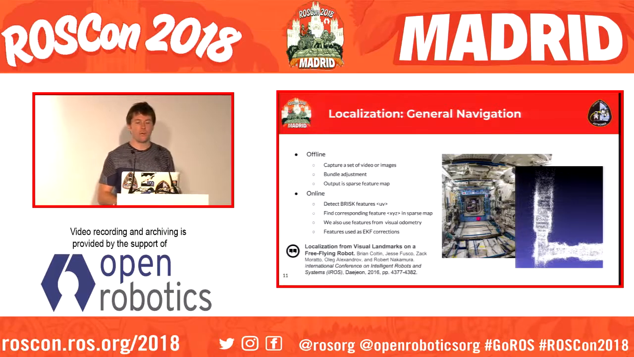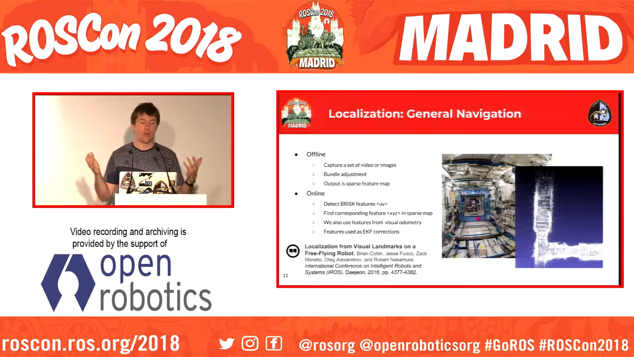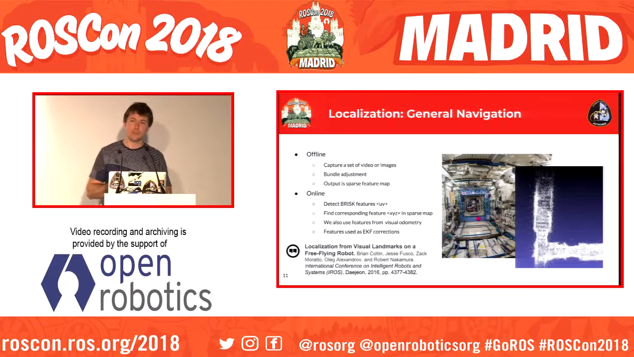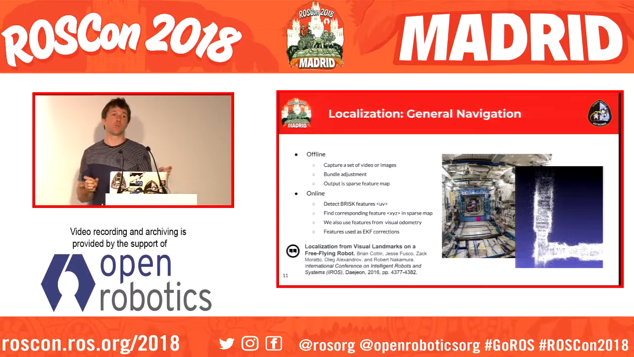So the crux of the offline stage is we gather a lot of camera images, and then we build a sparse feature map from that. So we do bundle adjustment to essentially work out an XYZ coordinate in a local frame for every feature. And then online, we do BRISK feature detection using our wide-angle navigation camera. And then we find the corresponding feature in the sparse map. And then we essentially have a relationship of image coordinates and world coordinates, and world in this case is in our map, which we then feed as features to our state estimator.